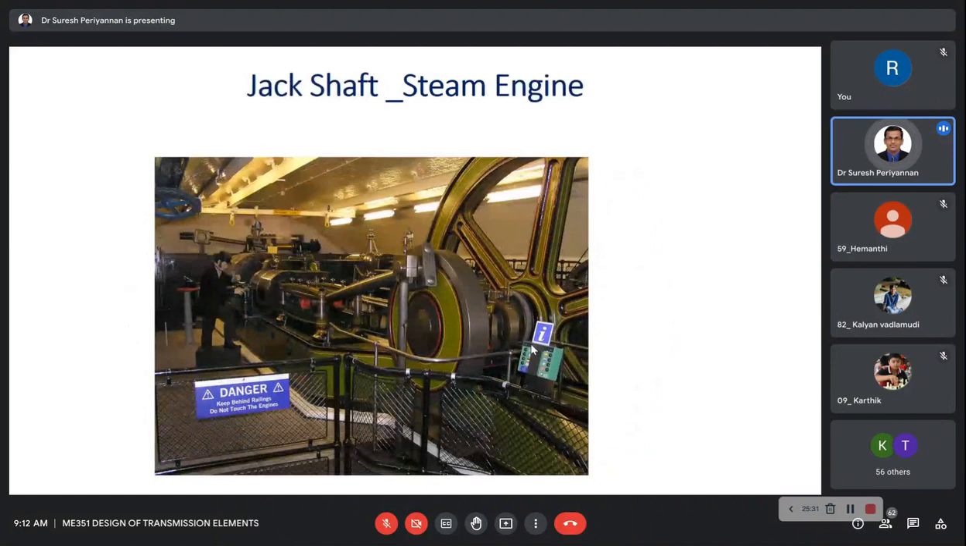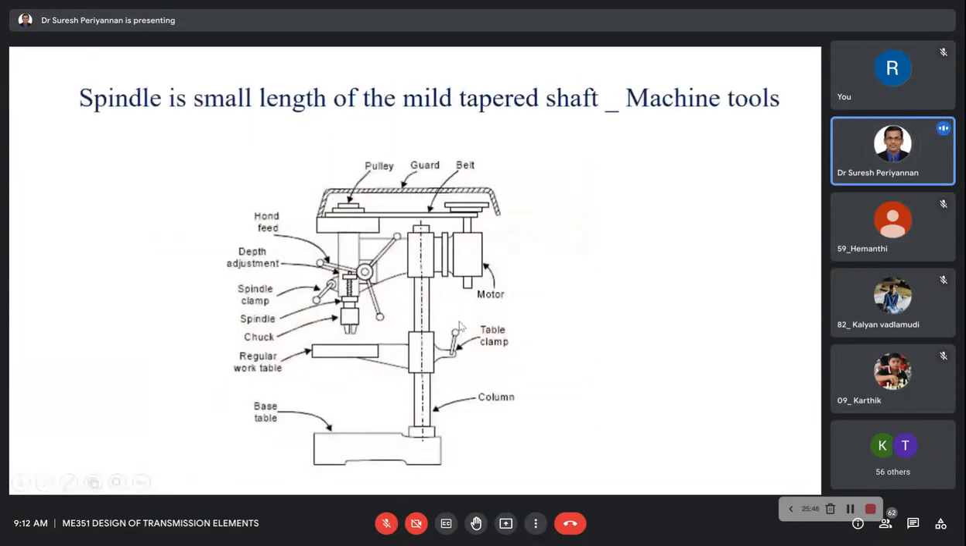Now the jack shaft in a diesel or steam engine. See here, the jack shaft. Here, this is the jack shaft connected here. I mean, how the power is transmitted. Now this is a spindle, where we are using, I mean, lathe machine also we are using spindle, and drilling machine also we are using spindle.